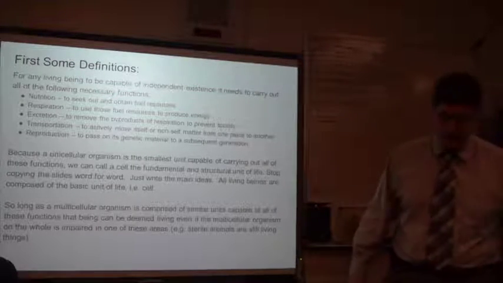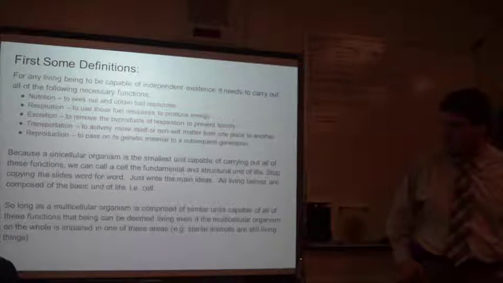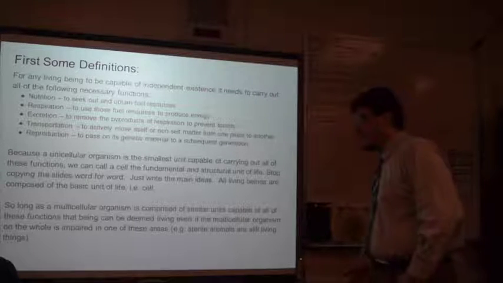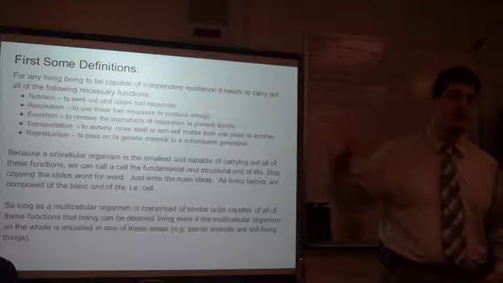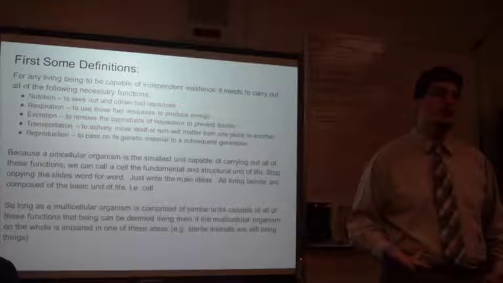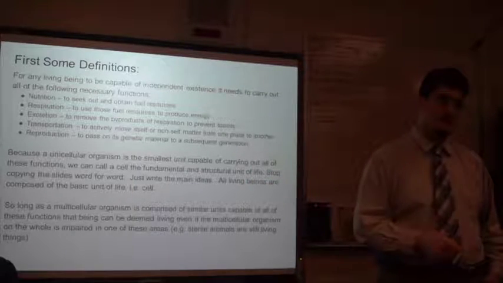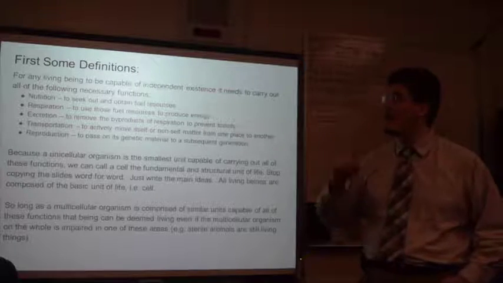So long as a multicellular organism is comprised of similar units capable of all of these functions, it is a living thing. Even if, as a whole, it cannot do all of these things. So a mule, which cannot reproduce, is still a living thing because its cells can reproduce. Its cells can divide.